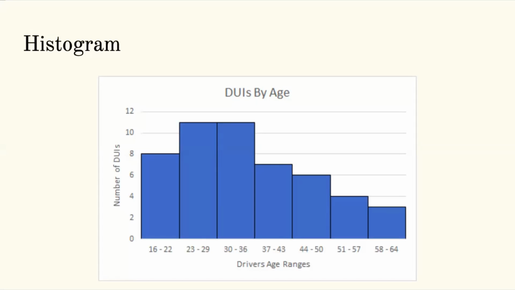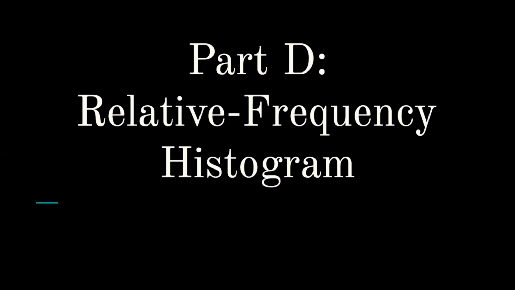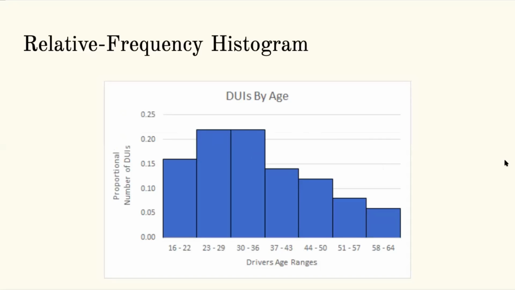Secondly, create classes by starting from the lowest class value and add the class width to it. There should not be overlapping classes. Finally, find the relative frequency by dividing the frequency by the total. Part D involves creating a relative frequency histogram, which represents the DUI age frequency with the DUI proportion as the vertical axis and the age range as the horizontal axis.